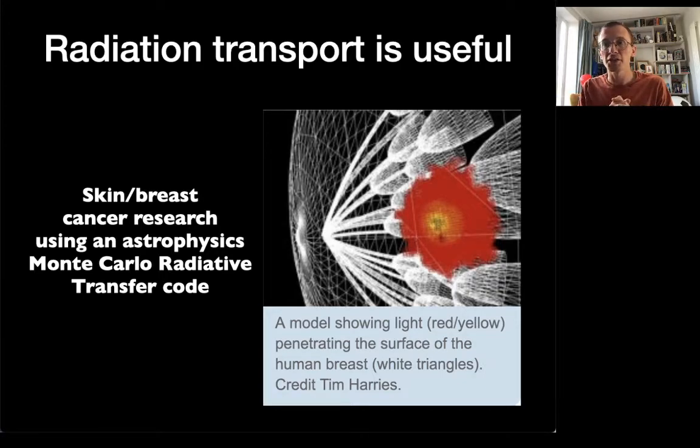So I did my PhD at the University of Exeter, and the astrophysical code that I used there and still use today has now been turned to skin and breast cancer research. So the idea of modelling how light propagates through matter in space can be applied to how light propagates through skin. It's just different scales and densities, basically.